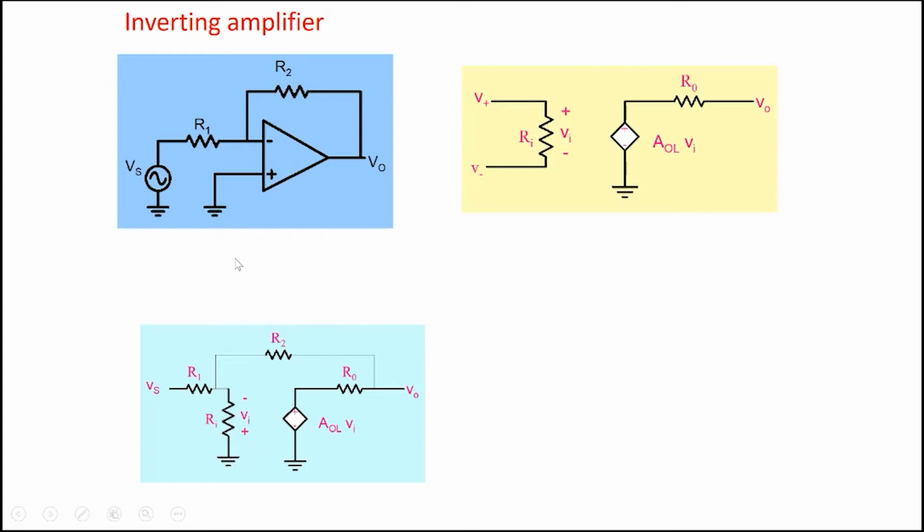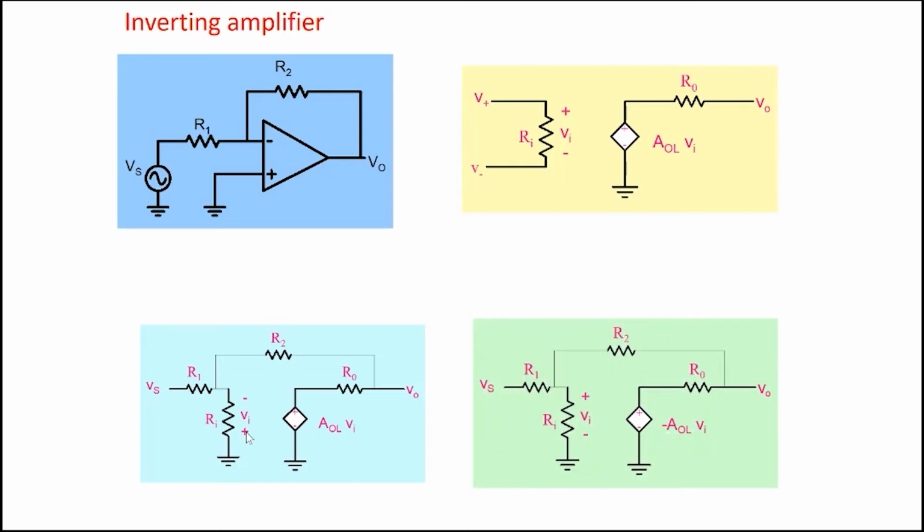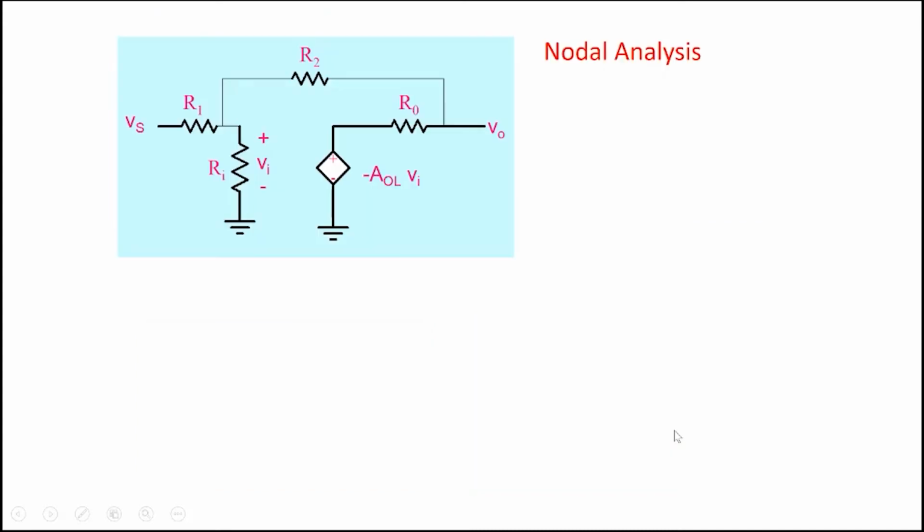Note that because we have connected to the inverting terminal here, this is minus, plus Vi here. We can reverse the polarity and call it plus, minus Vi, but then we'll have to make this negative here to keep the circuit identical. So it's up to us to call which terminal positive and which negative. If I reverse the definition of Vi, then it becomes minus A0L Vi. This is the circuit that we'll get.